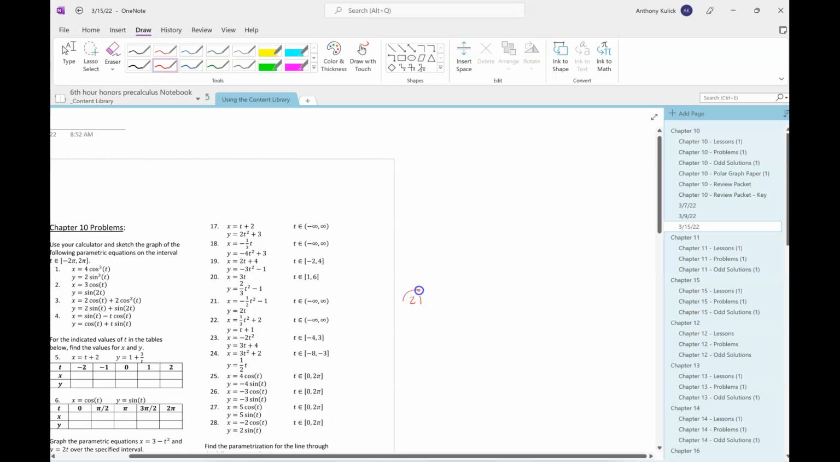So 21. The first thing that we want to do is to eliminate the parameter. Doesn't really matter on this one which one you start with. Let's just say, for the sake of argument, we start with the x. So I'll add 1 to both sides. We'll multiply by -2. And then square root both sides.